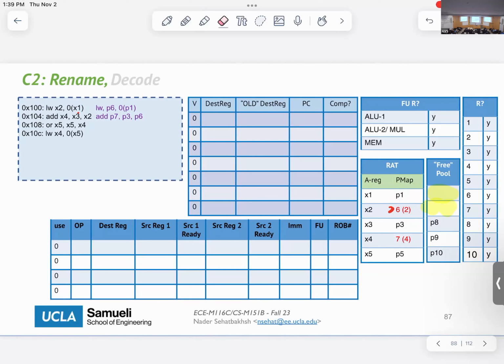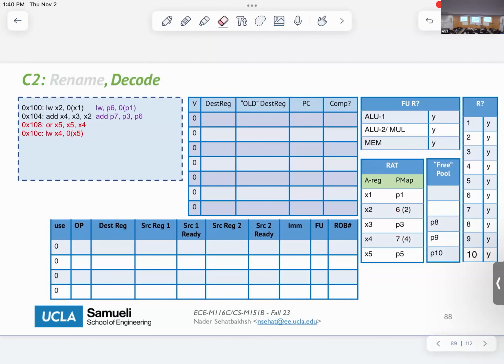Any other questions? Yeah. Kind of an old question, but the use column of the reservation station. Yeah, it's just telling you whether this row is being used or not. For now, none of the reservation stations are being used, so all of them are zero. Okay? So the renaming is done.